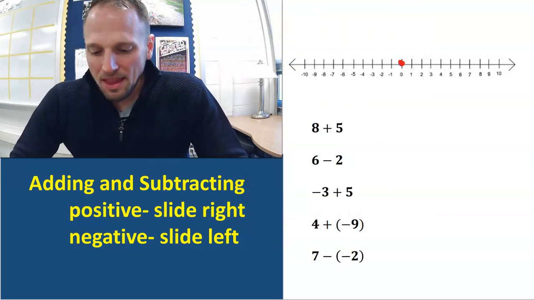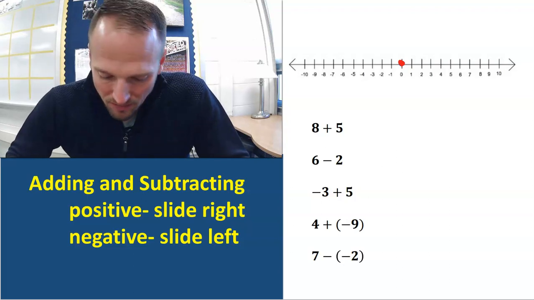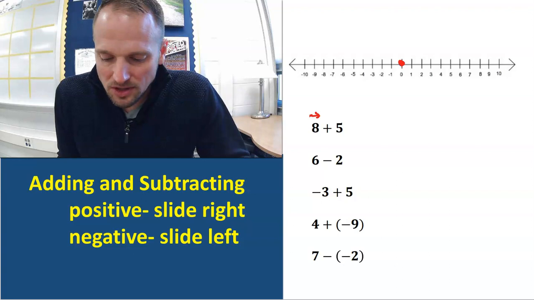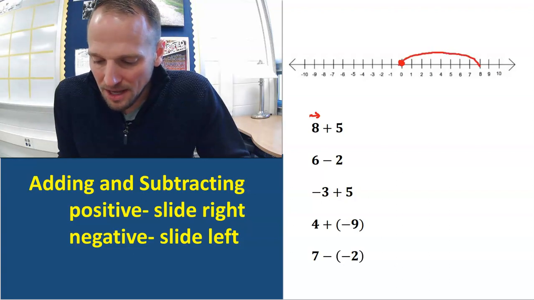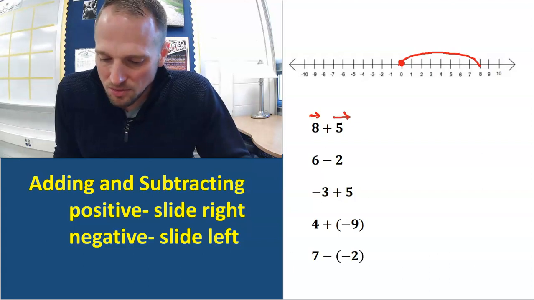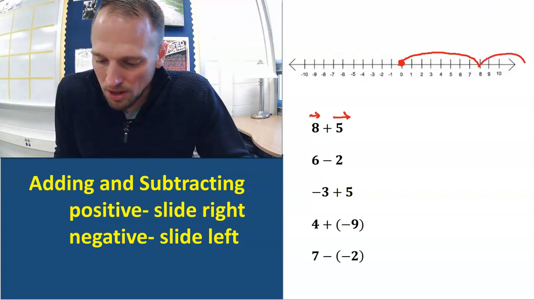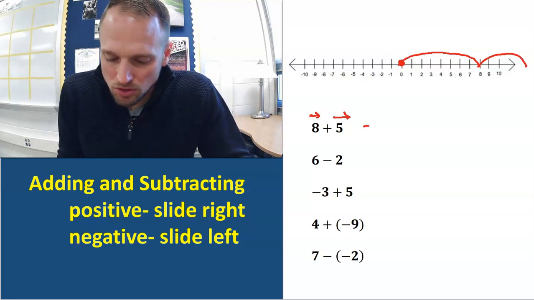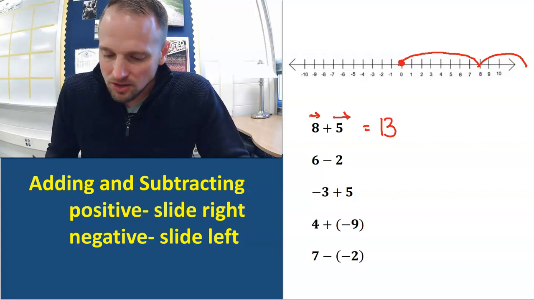All right, and then the first number is a positive 8. So a positive 8 is going to slide to the right. So we're going to start at 0 and go up to 8. And then we've got a positive 5, and that also is going to slide to the right. So we're going to go up another 5. And I ran out of space on the number line, but you'll see that this is a positive 13. Okay, let's look at the next one.